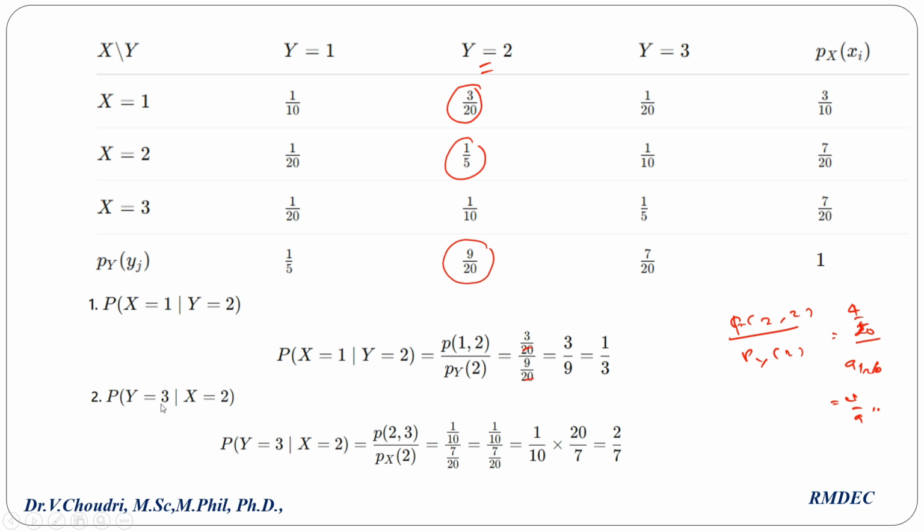Probability of y equal to 3 when x equal to 2. So the denominator is the marginal probability function of x at 2. What is the marginal probability of x equal to 2? 7 by 20. So here x value equal to 2, y value equal to 3, so 2 comma 3 value equal to 1 by 10. So 1 by 10 divided by 7 by 20, take LCM here, 2 to 20. So 2 by 7. Okay.